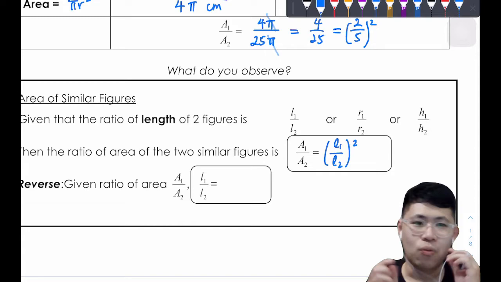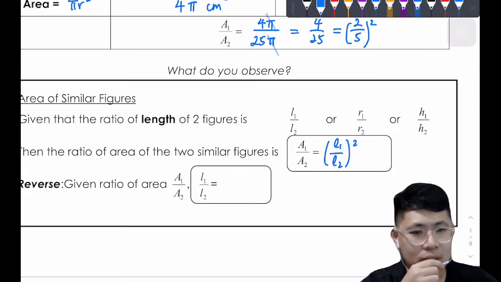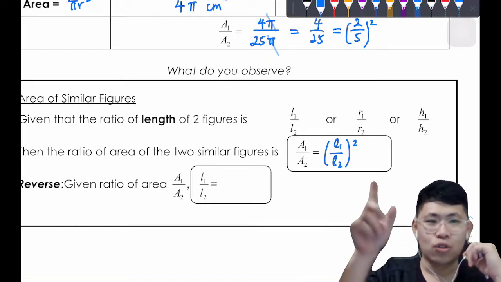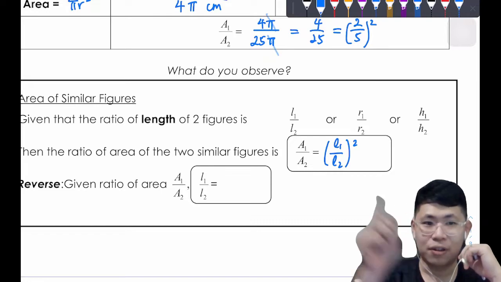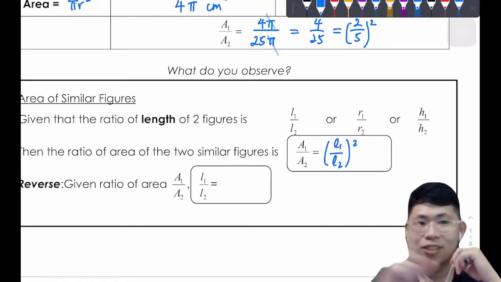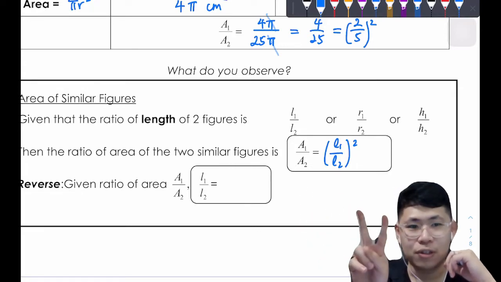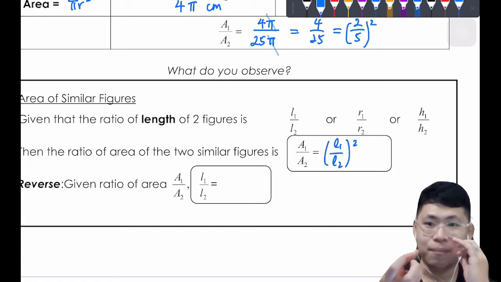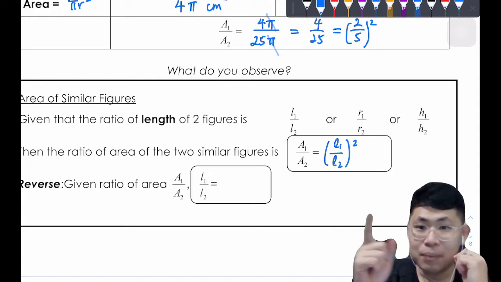So this gives us a very good sense of the dimension. Over here the length is one dimension, correct? The ratio of the length is one dimensional, but the area is two dimensional. So in order for the length to match the area, we need to square it so that we can match the area.